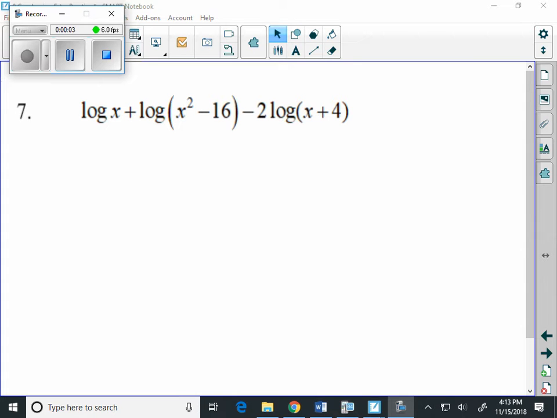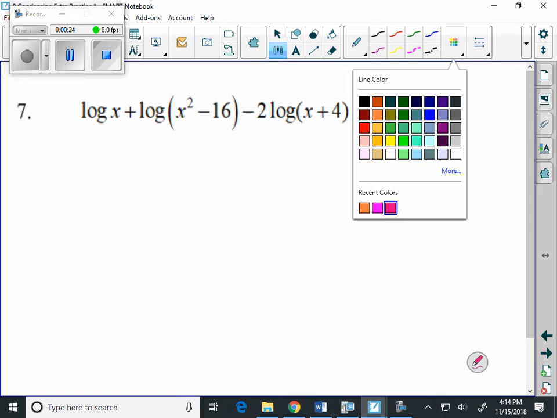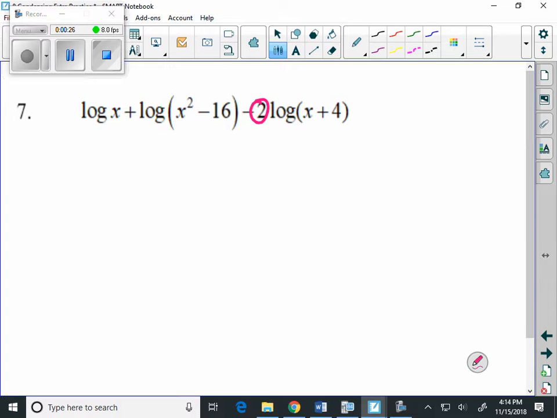Problem number 7 of additional practice condensing logarithms. And once again, we're looking for the operations. We're looking at whether we have a coefficient on any of our logarithms. And in fact, as I glance at problem number 7, that's the first thing that I notice, is that there is a 2 in front of the logarithm.